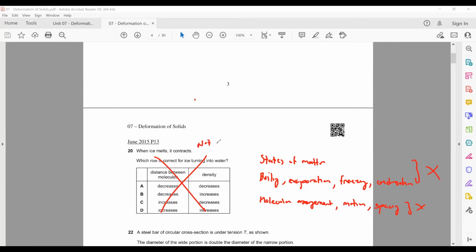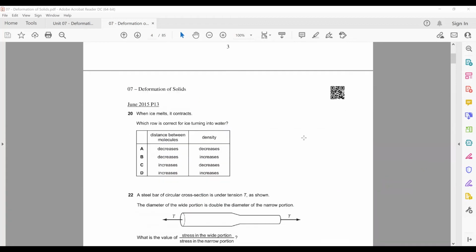Okay, so this one is not in syllabus, don't do. So what I want to do is the next question, question 22.